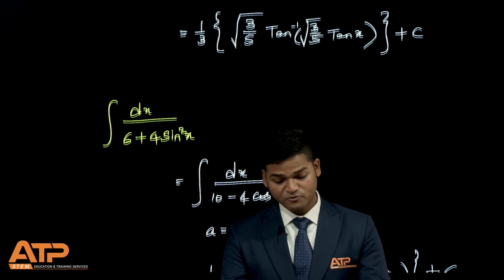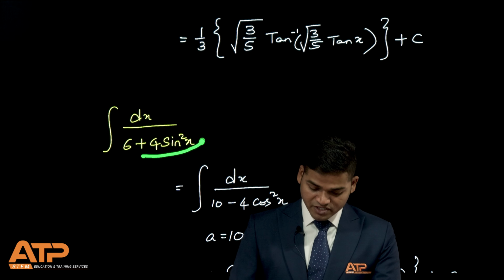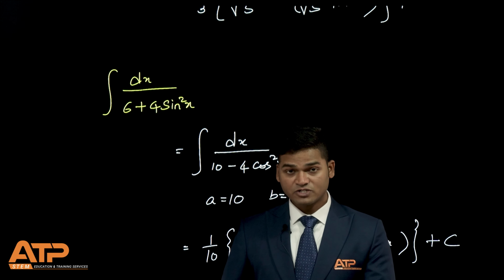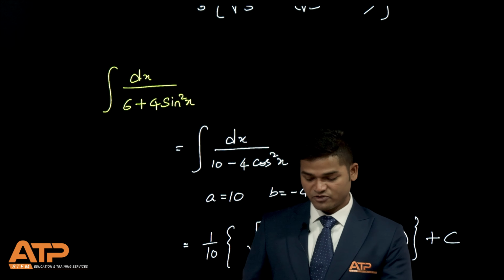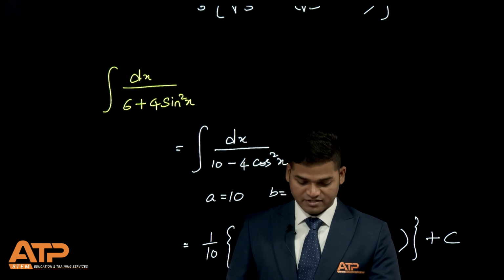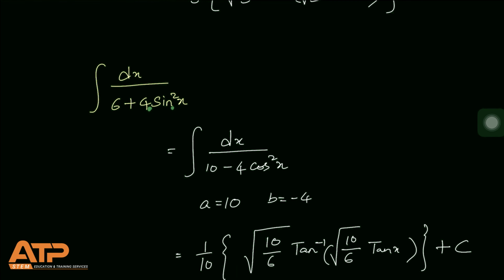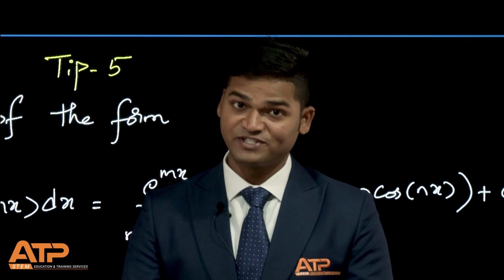Integration dx by 6 plus 4 sine square x. Here we're going to convert this into cos square x. Sine square x, you can write as 1 minus cos square x. So 4 into 1 minus cos square x, we get 6 plus 4, that is 10, minus 4 cos square x. So a value is 10, b value is minus 4. Using the tip, 1 by 10 into square root of 10 divided by a plus b, that is 6. So tan inverse of root of 10 by 6 into tan x plus c. That's how we solve the questions using tip number 4.